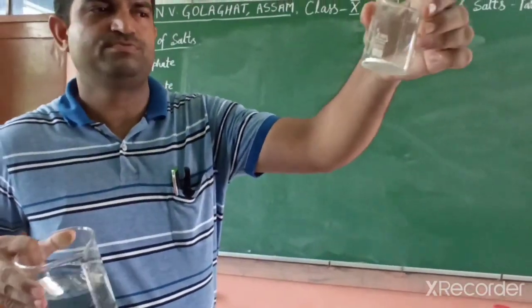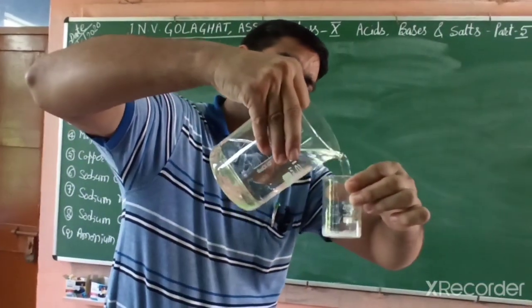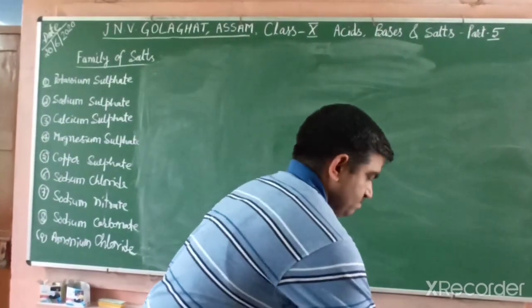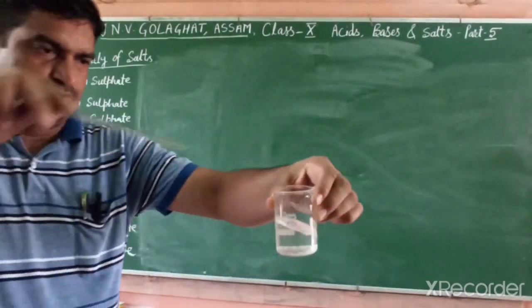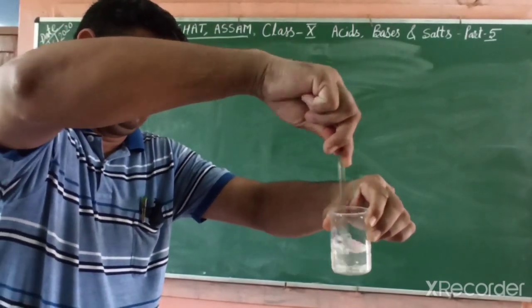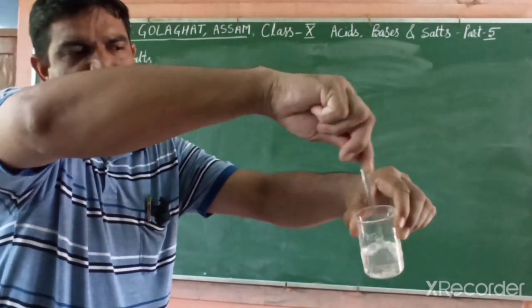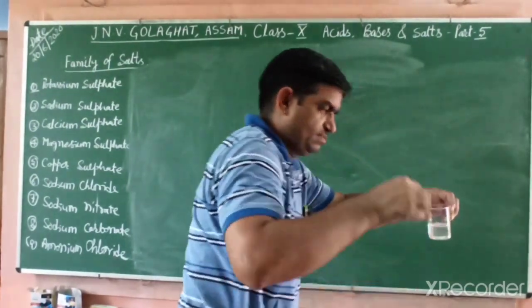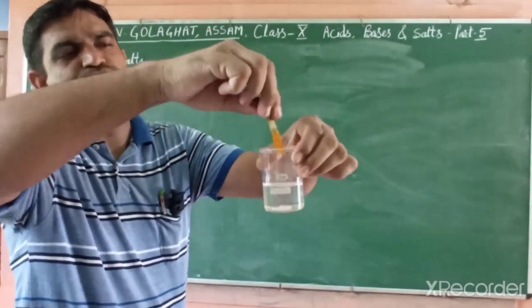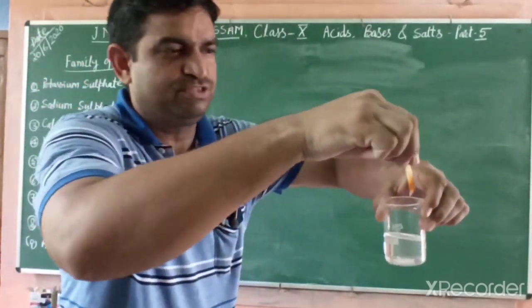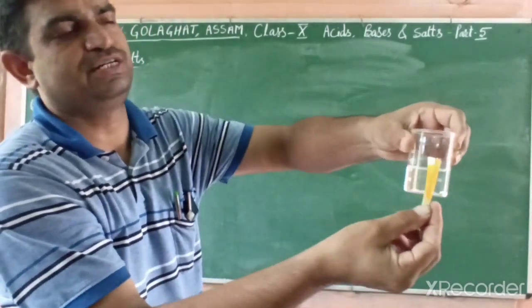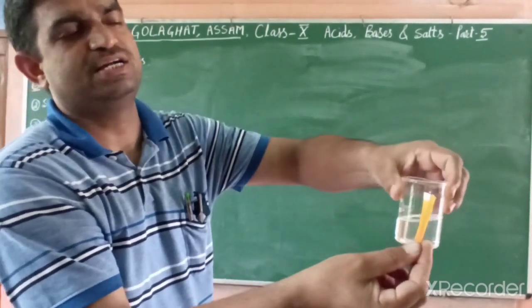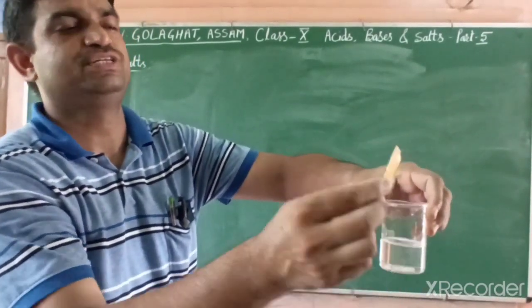Aluminium sulfate, this one is aluminium sulfate, and when we dissolve this, it is soluble, and we will check its pH also by using pH paper. So it is also acidic. Aluminium sulfate is acidic. Orange color means acidic salt. Why is it acidic? Because it's made by aluminium hydroxide and sulfuric acid. So it is an acidic salt.